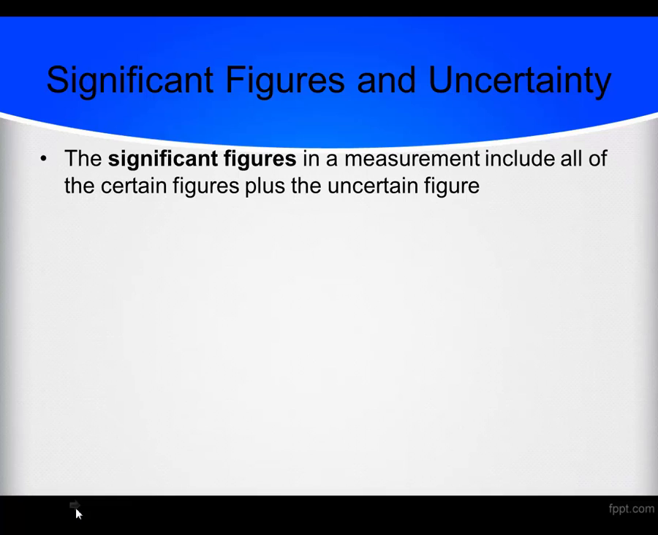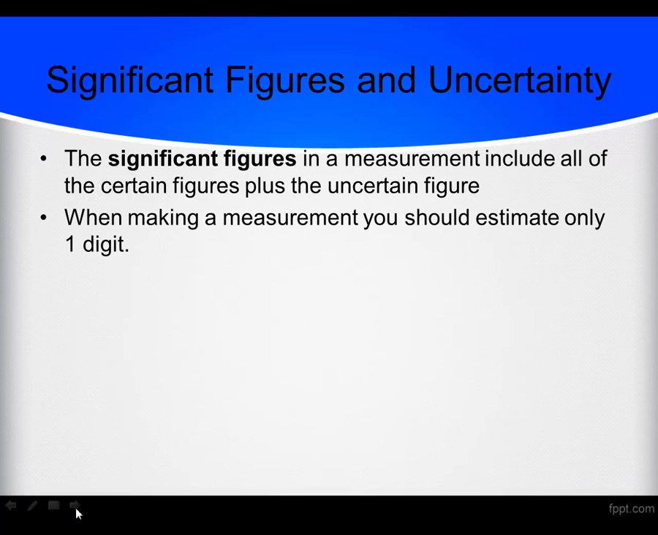How does this relate to the measurements you guys just made? Significant figures in a measurement include all of the certain figures plus the uncertain digit. So every single measurement you made, I should be able to look at it and just count the number of digits that's in it, including zeros, and that will be how many sig figs you have for every single measurement in that lab you just did.